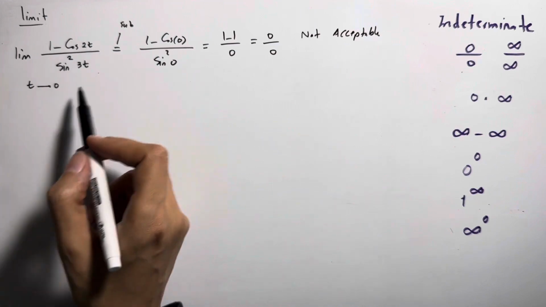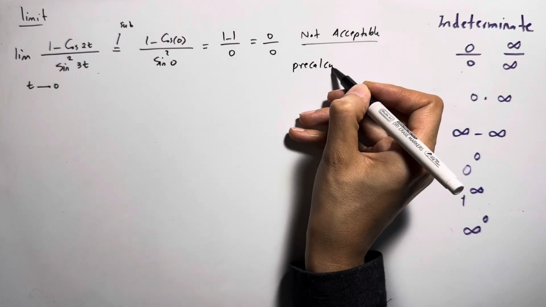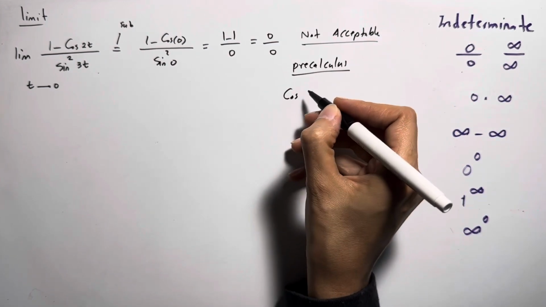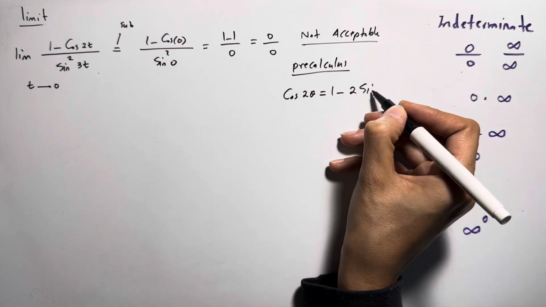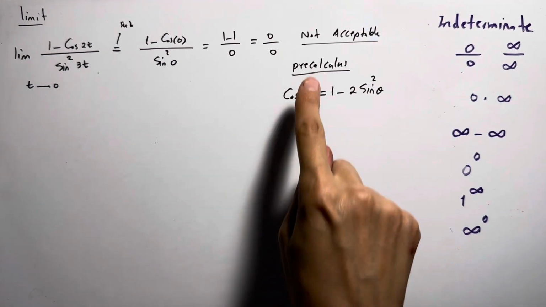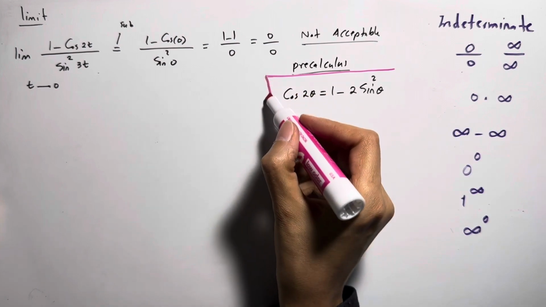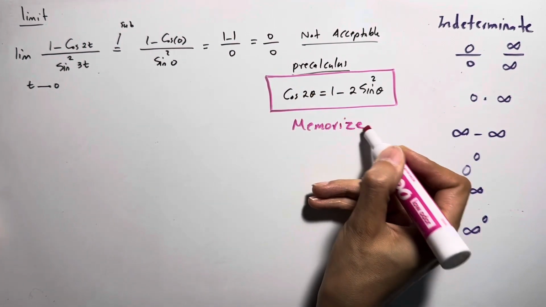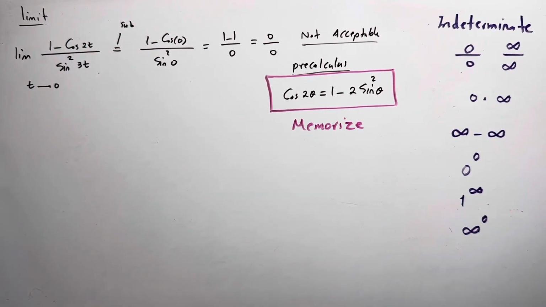So we need to go back to pre-calculus. From pre-calculus, we remember some nice formulas. Cosine 2 theta is always 1 minus 2 sine squared theta. We memorize this from pre-calculus. We need these basic formulas. Okay, so we're going to use this here and try to simplify as much as we can.